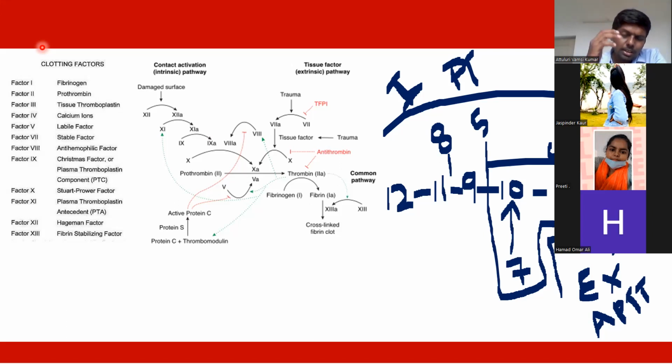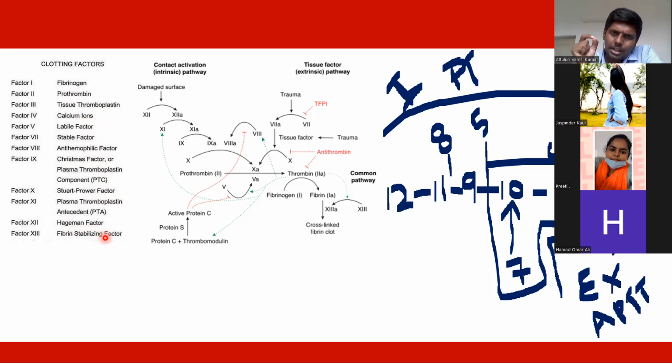Okay, so the common 13 clotting factors that we have include fibrinogen, prothrombin, tissue thromboplastin. 4th is calcium, 5th is stable, labile factor, 6th is not there, 7th is stable factor, 8th is anti-hemophilic factor, 9th is Christmas factor, 10th Stuart-Prower factor, 11th plasma thromboplastin antecedent, 12th Hageman factor, and 13th fibrin stabilizing factor.